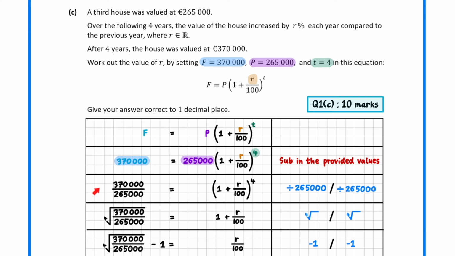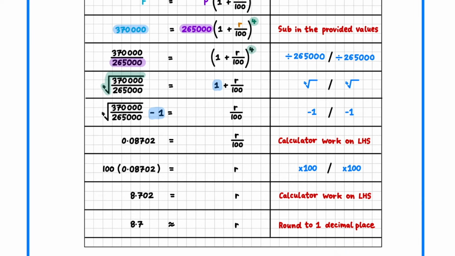Divide both sides by 265,000. Take the fourth root of both sides. Subtract 1 from both sides. Calculate the left-hand side. Multiply both sides by 100. Calculate the left-hand side again. And round to one decimal place.